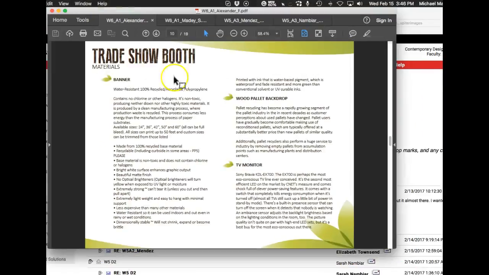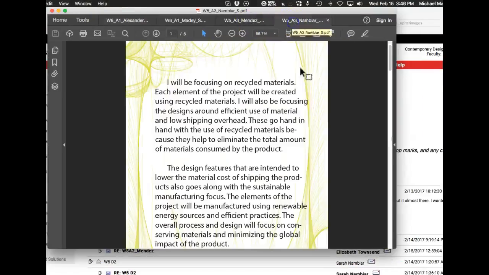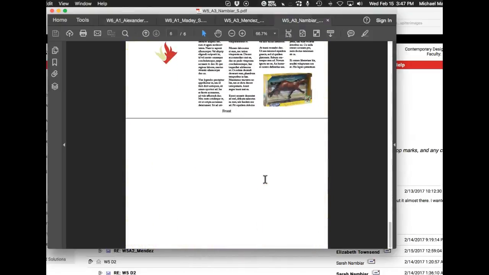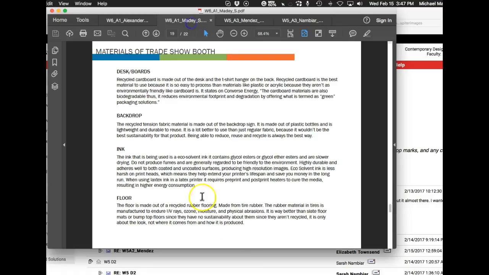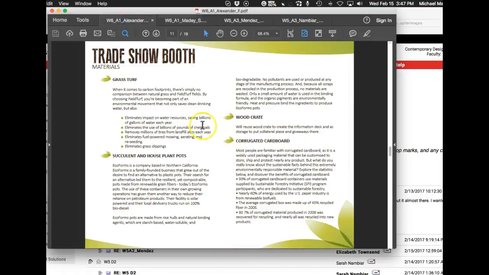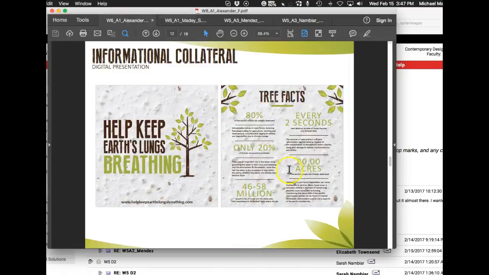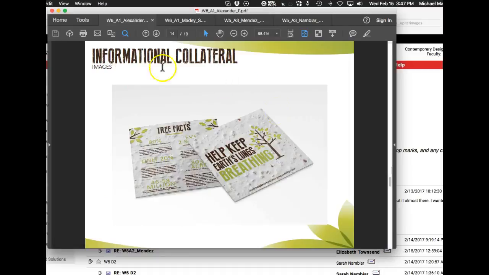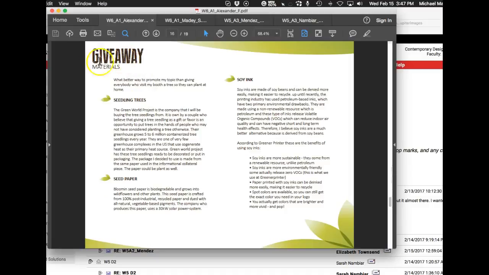That's what I want you to think about, those materials, and the whole presentation in general. Okay, let's go back and see how that particular designer continues with the materials list over to the digital presentation of the informational collateral. Again, a materials list for the informational collateral, and then finally a materials list for the giveaway projects.